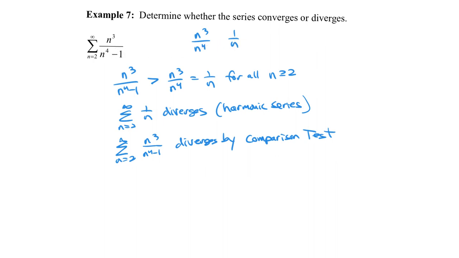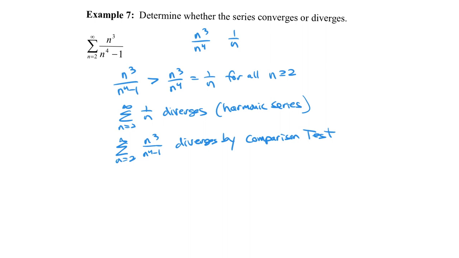But we're using a comparison test. Here's the test we're using. Here's our conclusion. Since we're comparing, what are we comparing it to? This one right here, the diverging harmonic series. And here's our argument. Our series is larger than the diverging series. Okay, so that's all we really need on this one, just in a comparison test.